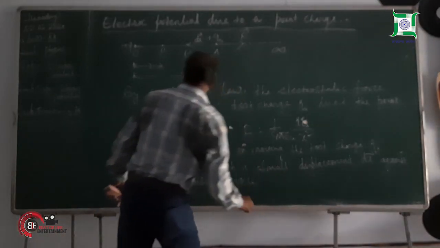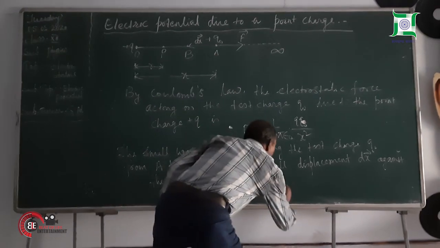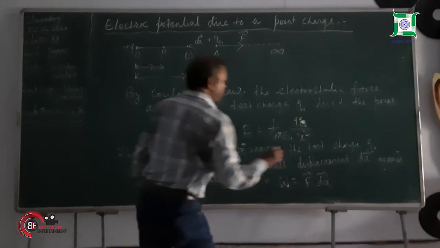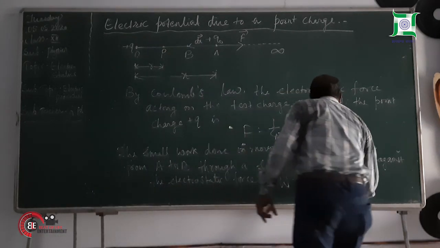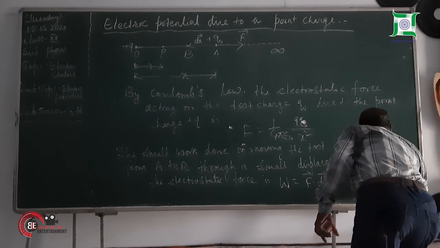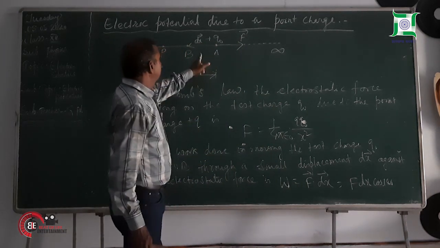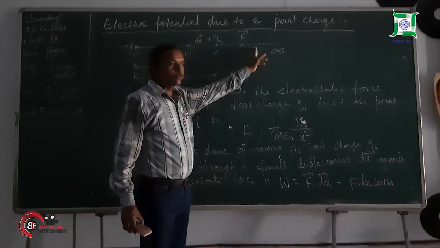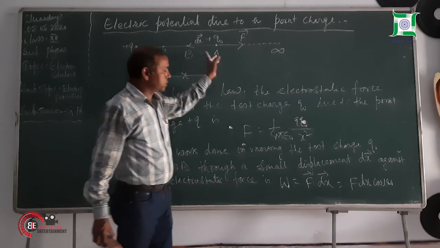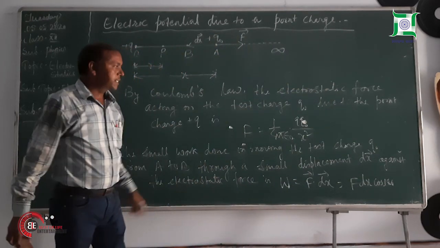Electrostatic force is F dot dx, and it will be equal to F dx cos 180 degree, as the direction of force is in this way and the direction of displacement is in this way. So both force and displacement are in opposite direction. So we have taken here the angle between force and displacement as 180 degree.